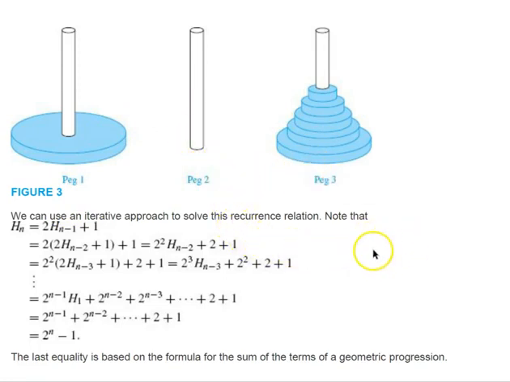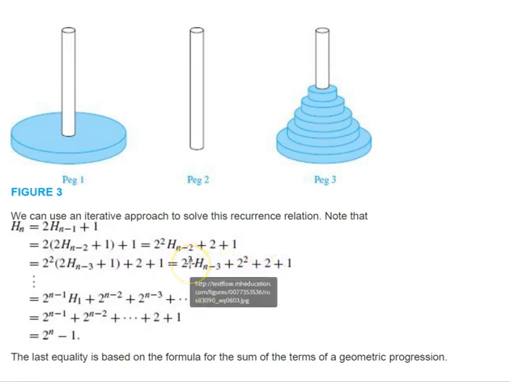We can use an iterative approach to solve this recurrence relation. Now that h sub n is 2 times h sub n-1 plus 1, replace h sub n-1 with 2 times h sub n-2 plus 1. Use the distributive law here to write the sum this way. Then replace h sub n-2 with 2 times h sub n-3 plus 1. The distributive law applies, and we rearrange the sum this way.